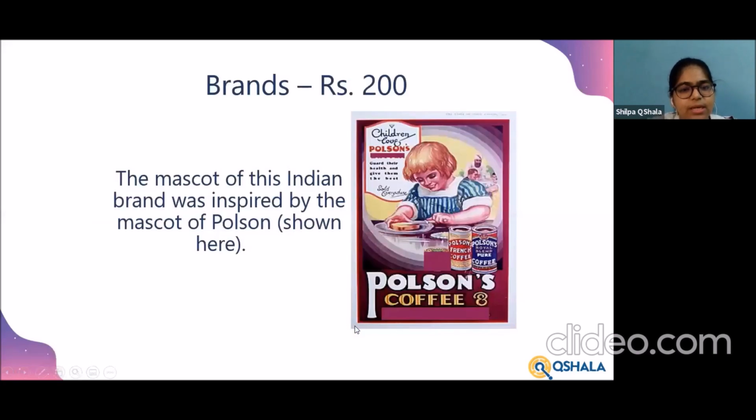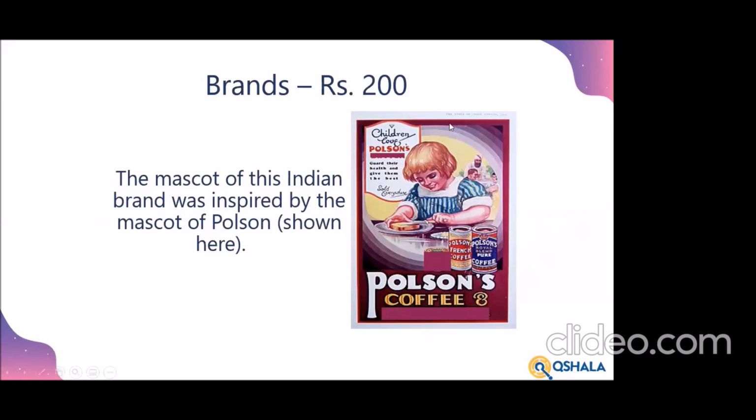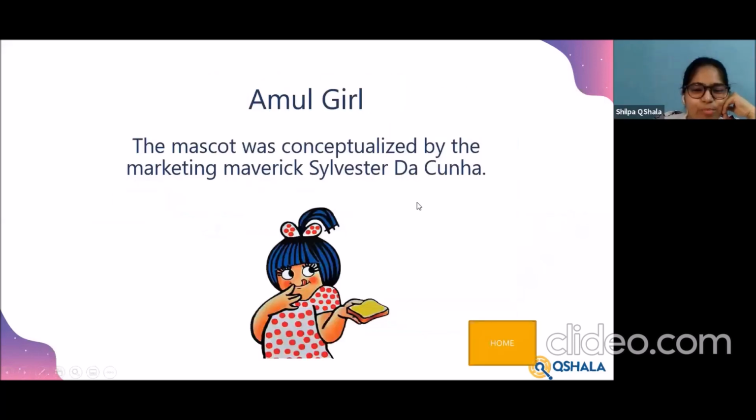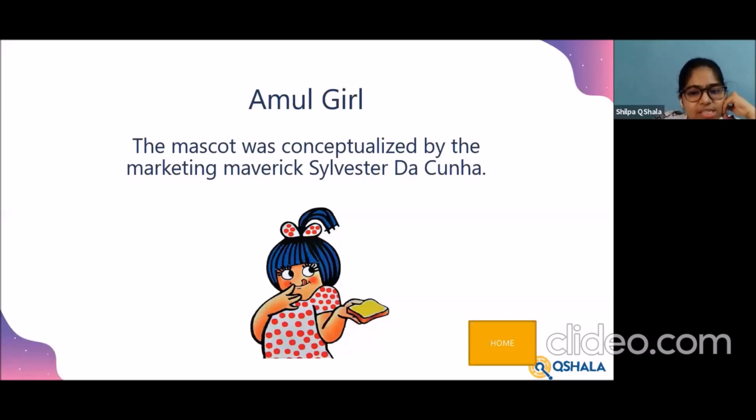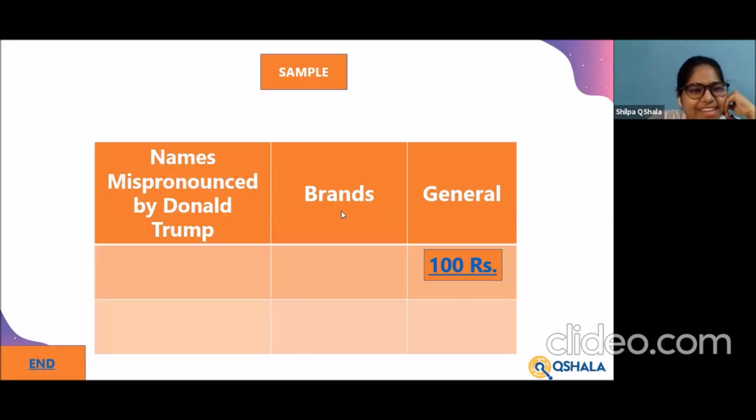Here's your statement. This mascot of an Indian brand was inspired by the mascot of Polson. The image of Polson and its mascot girl is here. This is an Indian brand which got an inspiration from this. Is it Amul? Very nice. Yes, it is Amul, and we're talking about the Amul girl. The mascot was conceptualized by the marketing maverick Sylvester daCunha. So yes, that was the Amul girl for us.